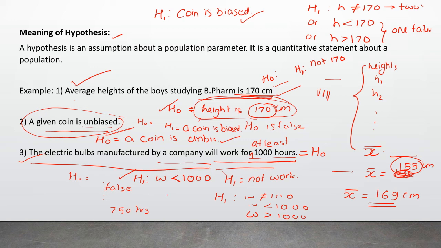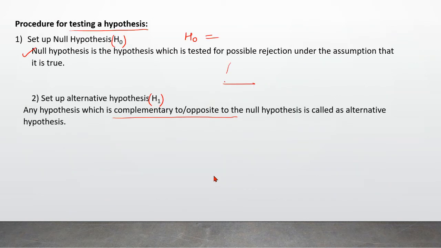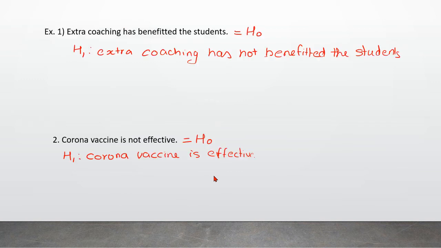If I write H1 as work for greater than 1000 hours, then that is again equal to H naught. Or if I write H1 as W not equal to 1000 hours, then again it will overlap with H naught. So the only alternate hypothesis possible is H1: working for less than 1000 hours. This is how we have to set up the alternate hypothesis based on the null hypothesis given.